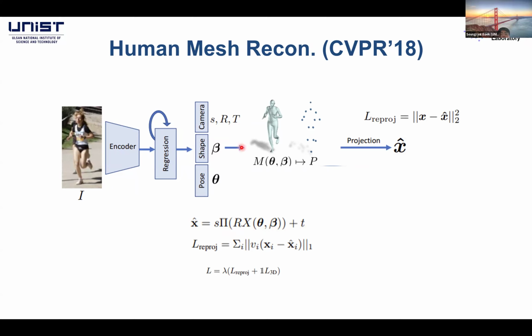Okay, and also this part is a CNN. So from the I to this X hat, all of the components are differentiable. So we can train that using the final loss. Okay. So that's actually what this HMR does. Okay, are you guys understanding this?